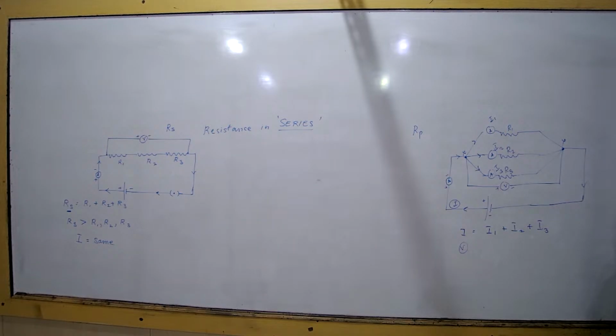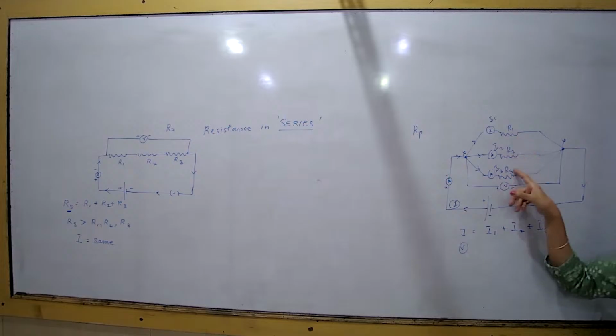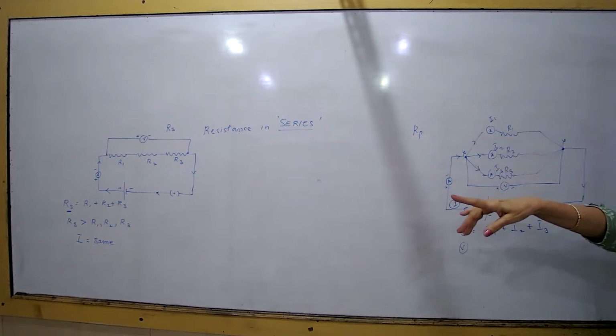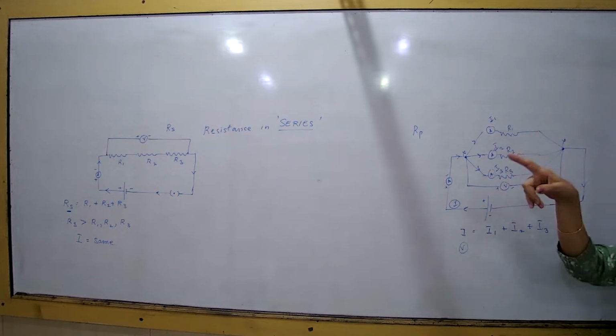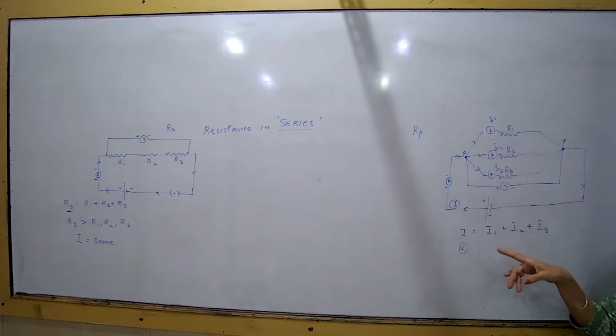Next point. What about V? Voltage, is it the same or is it different across each one? It is the same. You remember? Here it was V1 plus V2 plus V3. Here V is a constant. Next point, we'll write: potential difference across each resistor is the same.